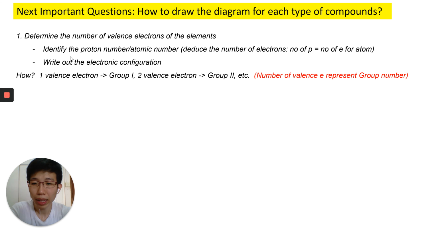The first shell can occupy up to 2 electrons. And for the second shell onwards, the third shell onwards, you can occupy up to a maximum of 8 electrons. So this is what you need to know. After you have written out the electronic configuration, you'll be able to know the number of valence electrons.